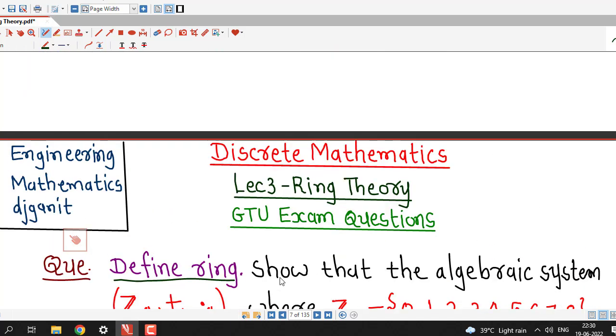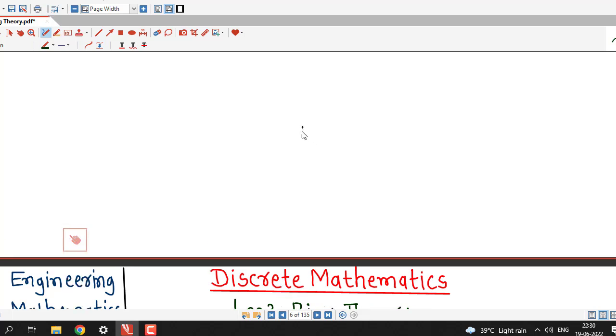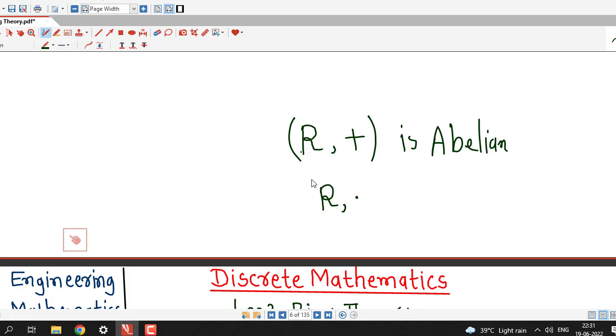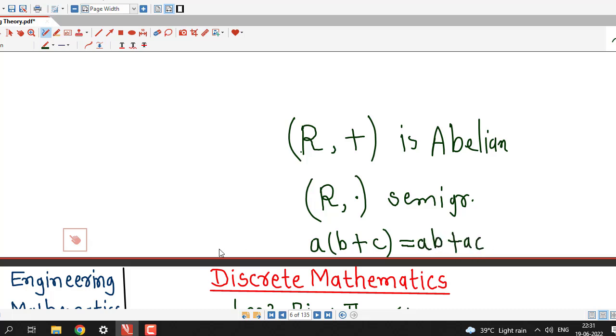So as we have discussed in earlier two lectures, if we have some non-empty set, say R, and if we want to prove that R is a ring, we have to show that R with addition operation is an abelian group, and we have to show that R with another operation which we call multiplication is a semigroup, and we have to show that the operation of multiplication is distributive over addition, that is a into b plus c equal to ab plus ac, and b plus c into a equal to b into a plus c into a.